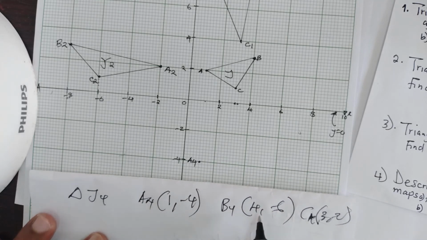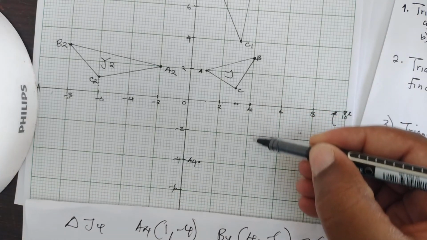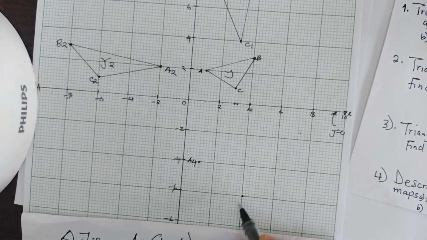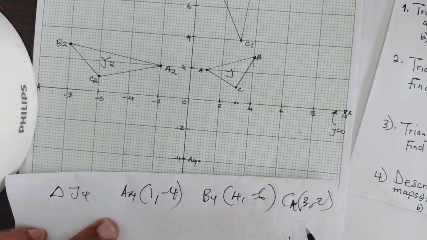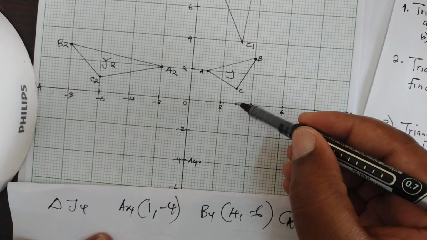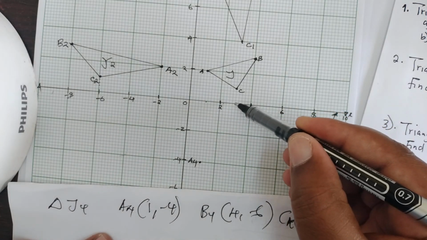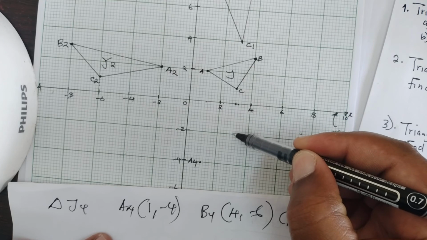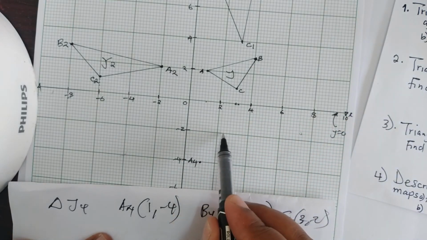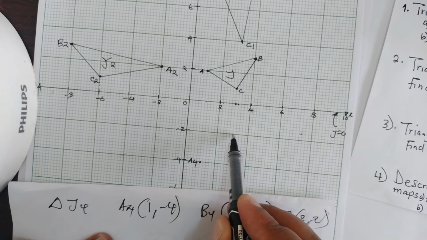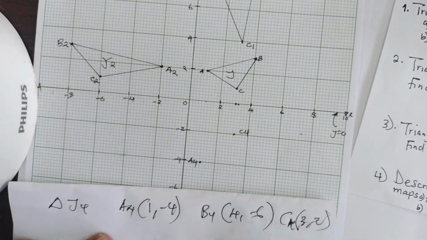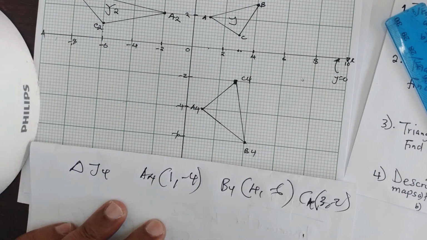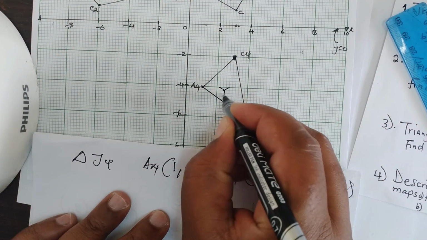Then the other one is 4, -6. 4 here, -6 to come down here. This is B4. Then the other one is 3, -2. This is 2 and this is 3, so 3 should be somewhere there and -2. You can even start from here because this is -2. 1, 2, 3, 4, 5. This is C4. Then connect. So that's what you're going to have. This is Y4.